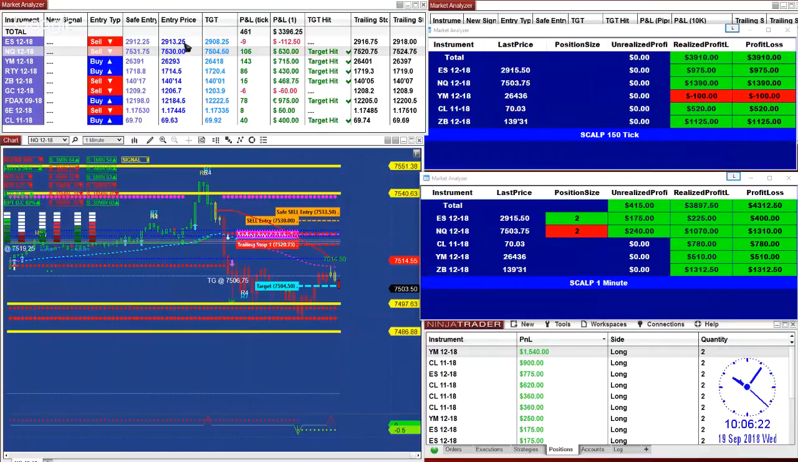1325 is a re-entry point, and we'll see how those trades are going to come out.